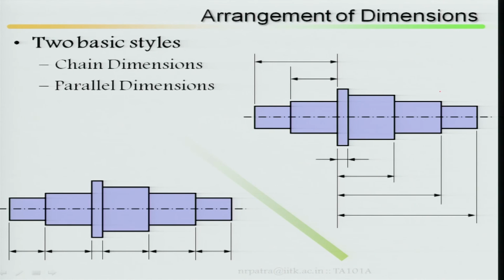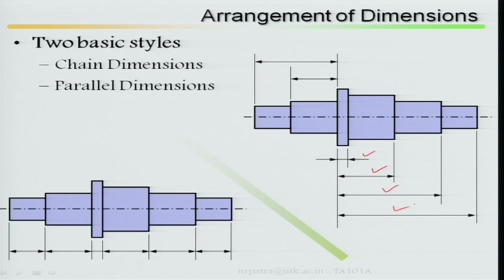There are two basic styles. One is chain dimensions, the second is parallel dimensions. Chain dimensions means it will be here, here, here, continuous in the same chain. Another one is parallel, where it starts here, then parallel to this, then parallel to this, then parallel to this. Both are correct. Both dimensionings are correct, and either chain or parallel is followed.